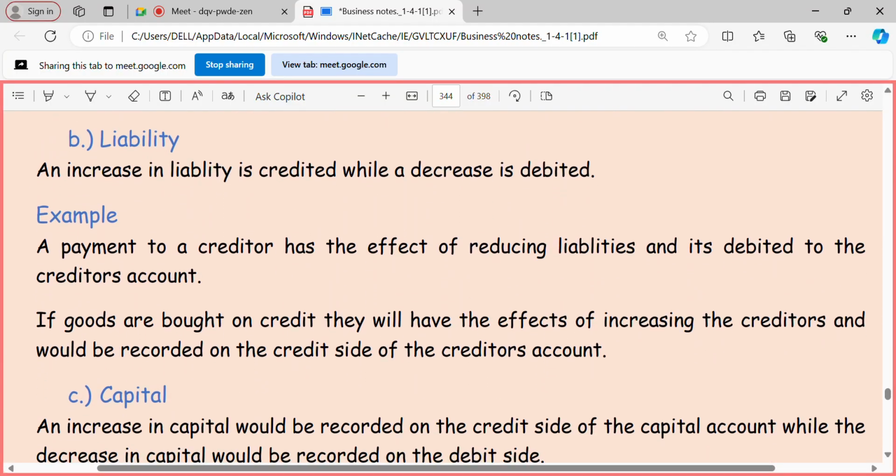Let's go to another one. So these are the rules of recording transactions in ledger accounts first, and this one was the format for ledgers.